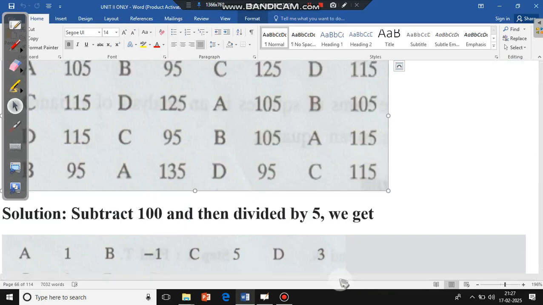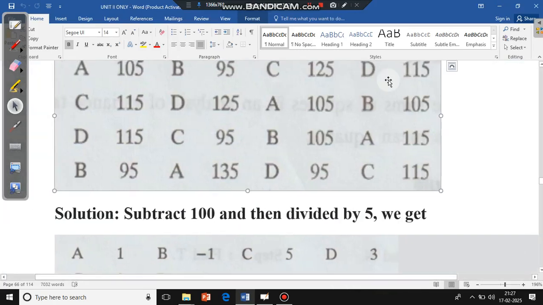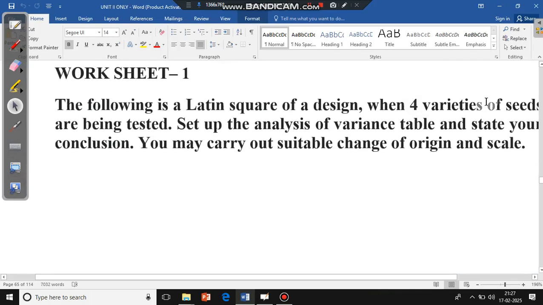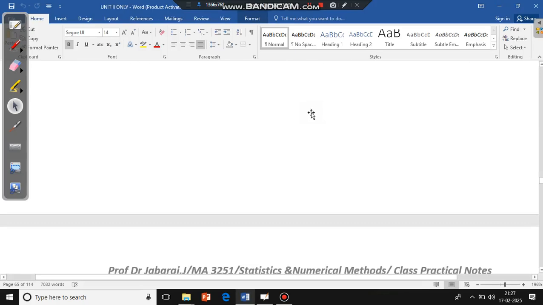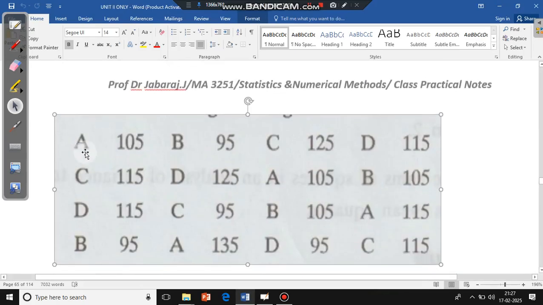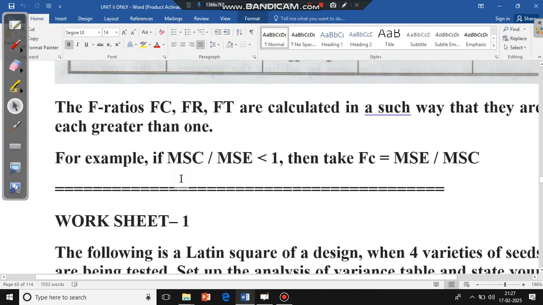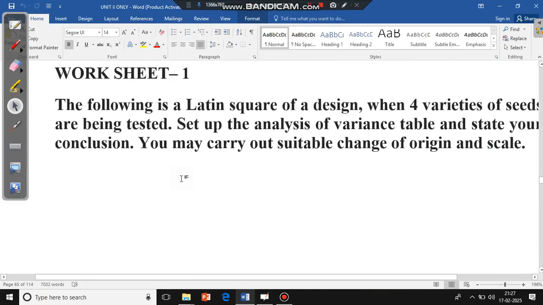So a Latin square type of problem will be given like this, where the design consists of rows and columns. Not only that, some blocks also will be given like this. This is the block, this is the cultivation, like that. So we will discuss that by taking one problem in another class.